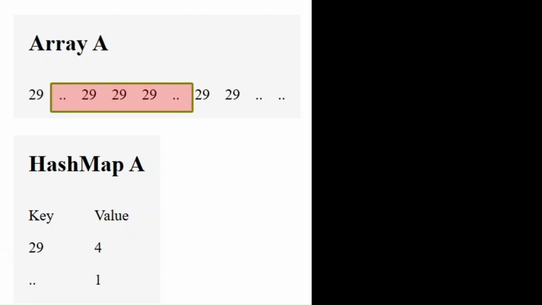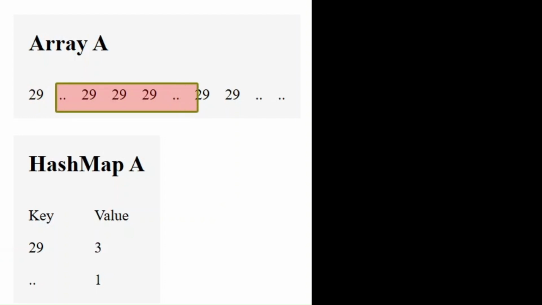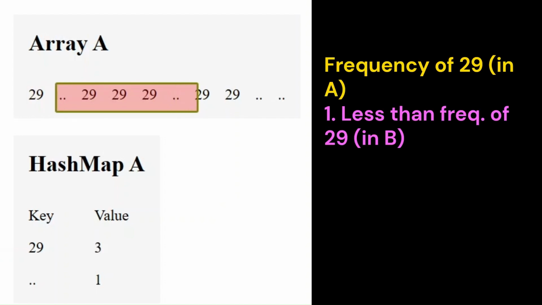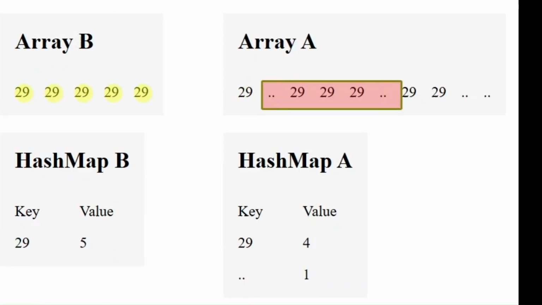Now imagine that the first element is also present in array B. What do you think will happen if the updated frequency of the first element, which is now out of the window, is less than, equal, or greater than its frequency in B's hash map? Let's take an example. Let the first element be 29. In hash map B, 29 is present 5 times. In hash map A, 29 was originally present 4 times. Since we got rid of the first element, 29 is now present 3 times.